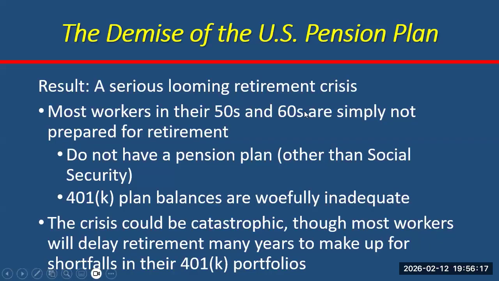So most workers in their 50s and 60s are not prepared for retirement. All they have is Social Security. Their 401k plans are woefully inadequate. What can they do? About the only choice they have is to work longer. Either work longer or die faster. That's your two choices, and it's just not good options.